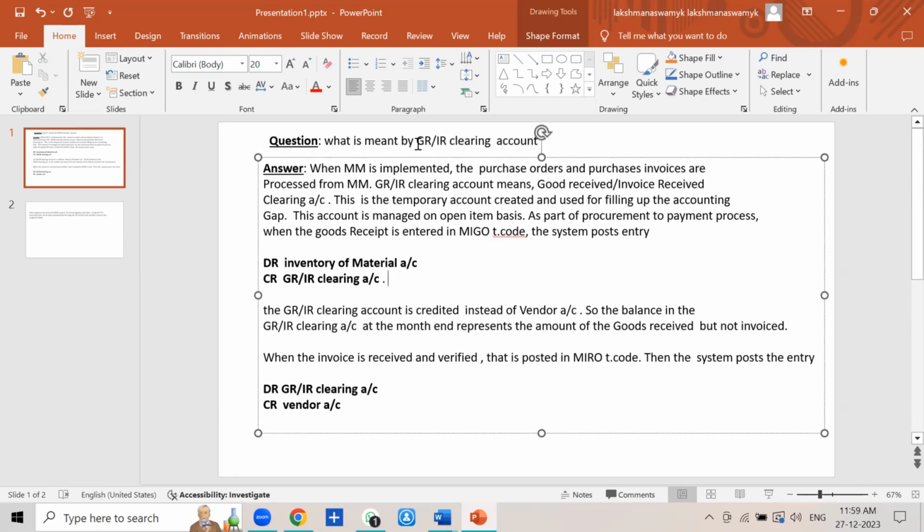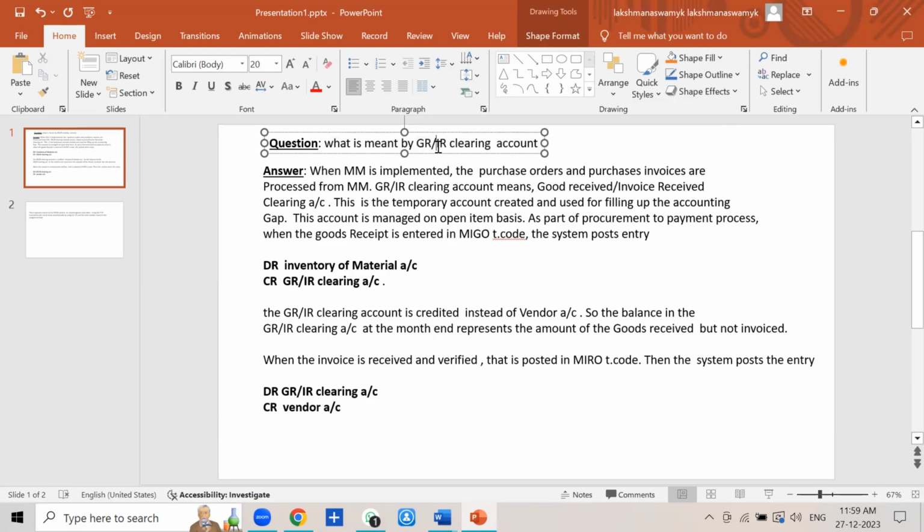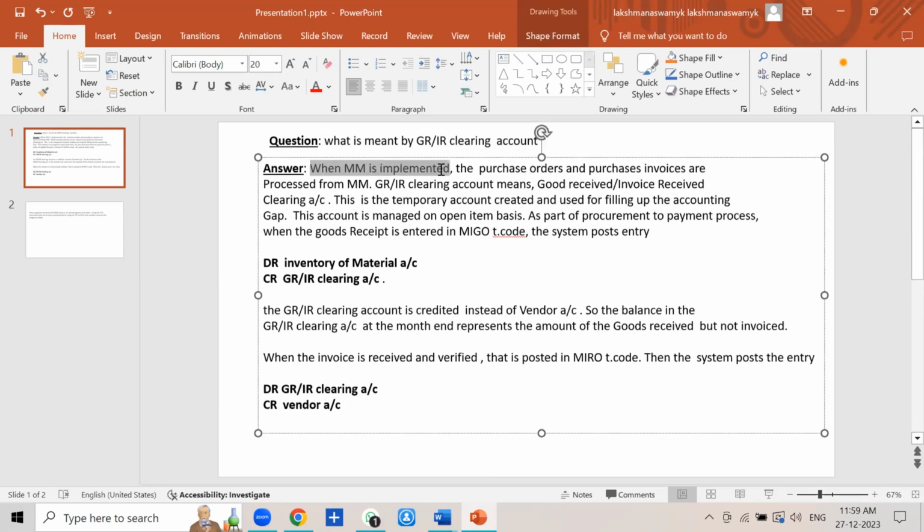Here, GR means goods receipt and IR means invoice receipt. So then the answer should be like this. When the MM is implemented, the purchase orders and purchase invoices are processed from MM. When the MM is not implemented, we cannot process the purchase orders. Please remember, very, very important. MM is also integrated with FI.